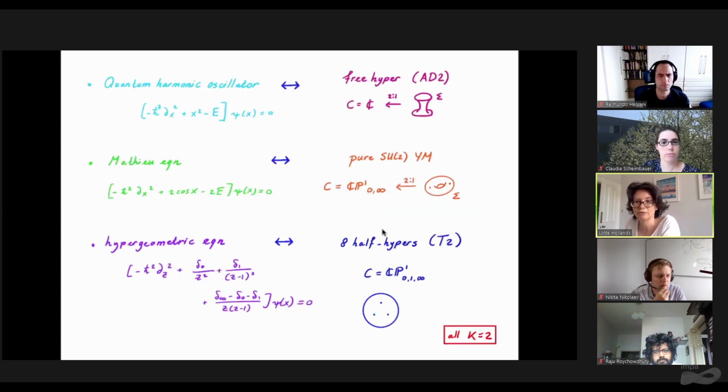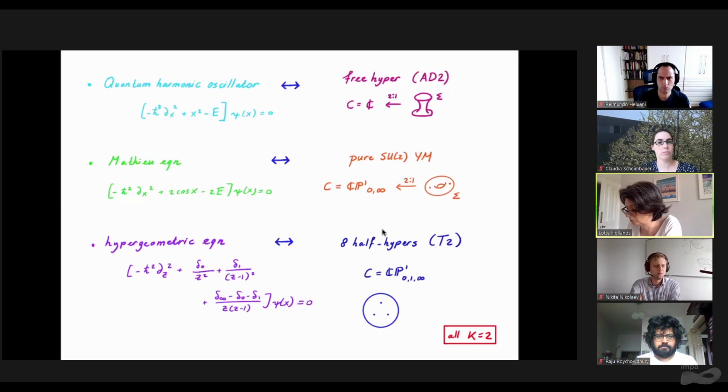So let's go back to the three examples that we started out with, these three Schrödinger equations, starting out with the harmonic oscillator. If you complexify that equation, it will be a differential equation on the complex plane, with an irregular singularity at infinity. And in physics, this would correspond to just a free hypermultiplet.